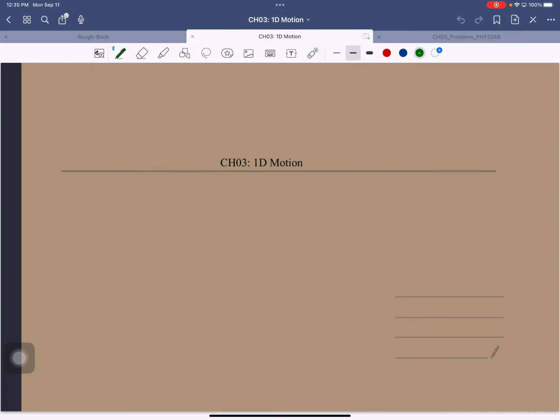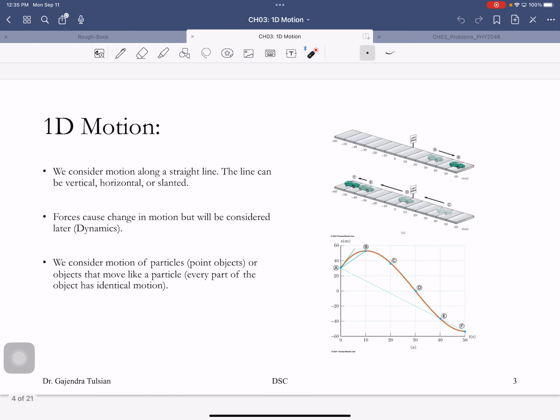All right, so in this chapter, we'll learn to describe one-dimensional motion. Okay, what does that mean? Just on one axis? That's right. So we will be looking at an object that moves in a straight line. Okay, it can move back and forth and so on.